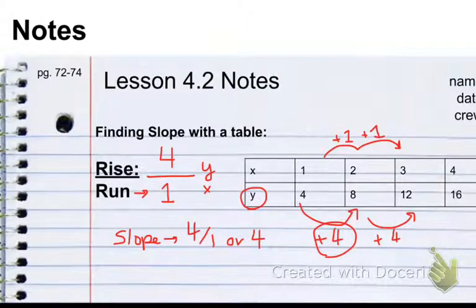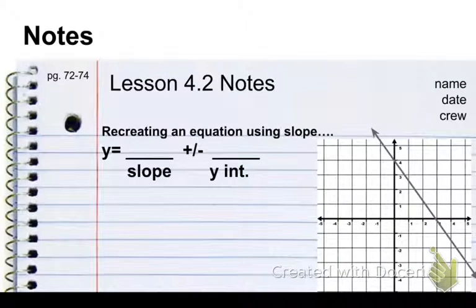Now, this is where things get familiar, because you might be saying to yourself, Mr. Briggs, if I'm multiplying y by 4, isn't slope just another way of thinking about a coefficient? Like I'm just multiplying x by 4, right? Well, you'd be right. And we can recreate an equation very quickly by using slope.